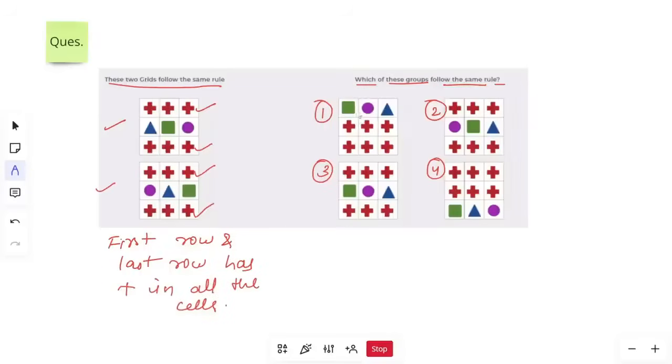Now let's see the first option. In the first option, the first row does not have the plus in all the cells, so it is not following the logic. Let's see the second option. Yes, the second one does have it, so we can say this is following the logic. The third image is also following it. And the fourth again is not following the logic. So the correct answer is that image number 2 and image number 3 are following the same rule as per the given images.